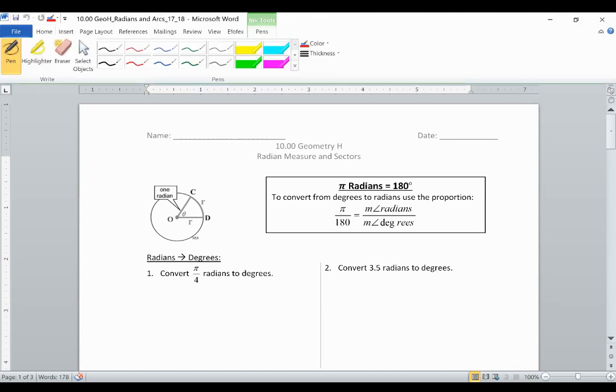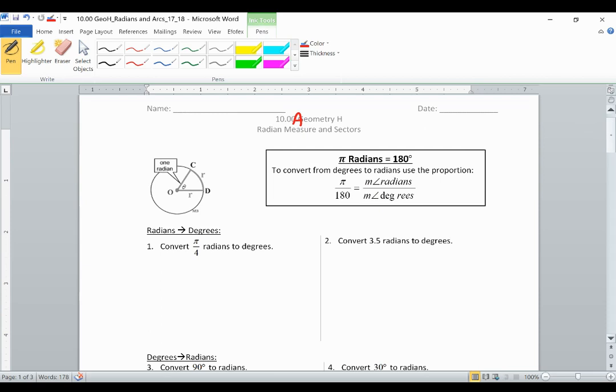This is 10.00 for geometry. I split this lesson into two different days, so we're actually going to call this one 10.00A. And we're just going to talk about converting between radians and degrees.